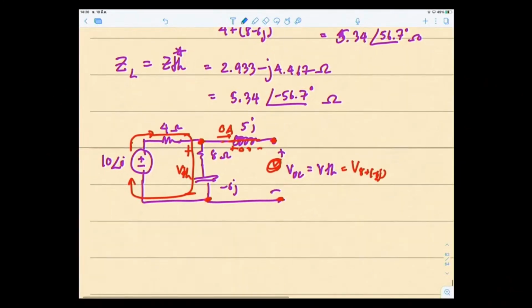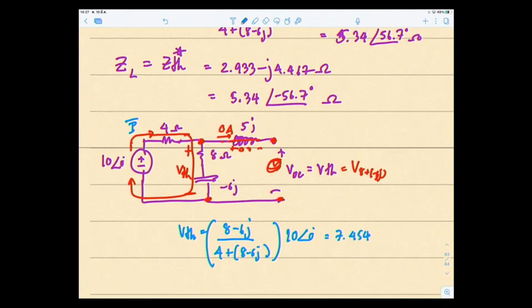So you can find the current I here and multiply by 8 minus 6J, or you can use voltage divider. I would be really happy if you see this and go, oh, I can use voltage divider right away. So VTH is equal to (8 minus 6J) divided by (4 plus 8 minus 6J), multiplied by 10 volt. It turns out to be 7.454 angle minus 10.3 degrees volt.